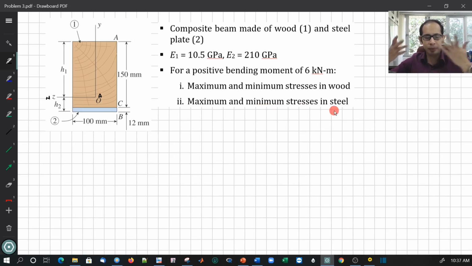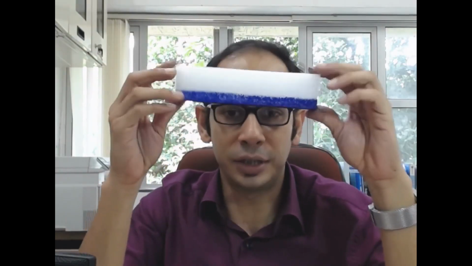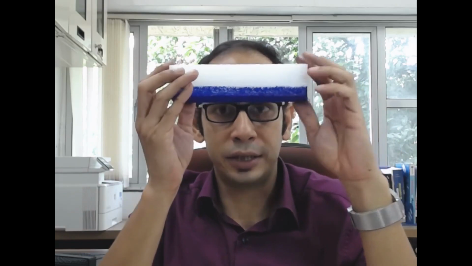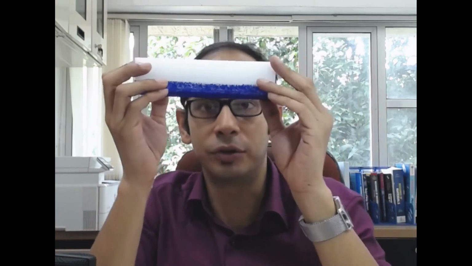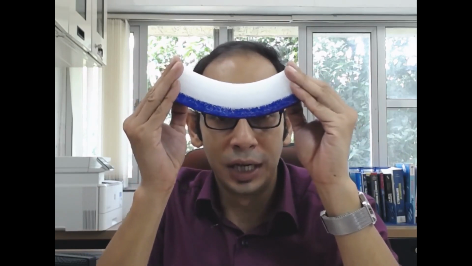So let's reiterate and take a look at the problem. You are essentially given a beam like this, say the top part is wood and the bottom part is steel, right? I'm just reiterating the problem, trying to imagine it with the beam that I have over here, and then you are given a positive bending. Positive means sagging, so it is sagging like this. As you can see, the top part is in compression and the bottom part is in tension, and the neutral axis is somewhere over here.